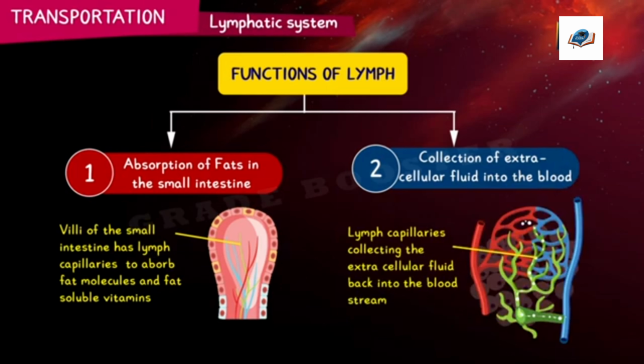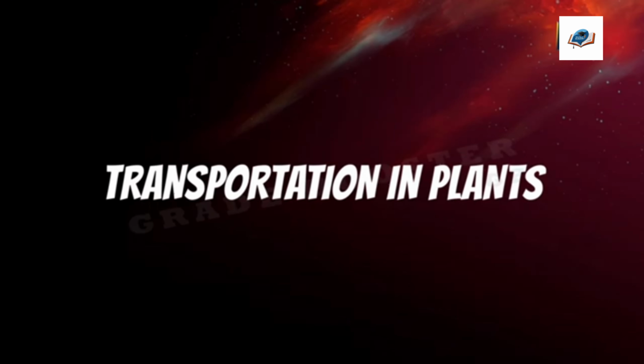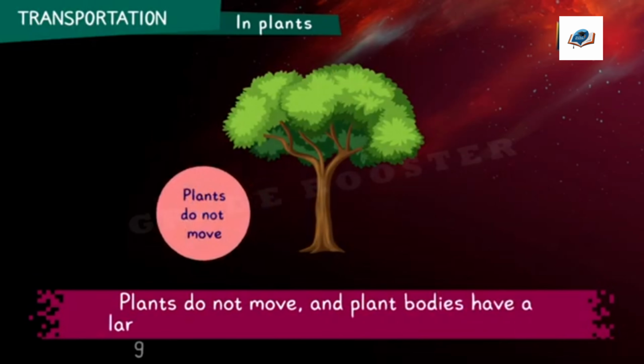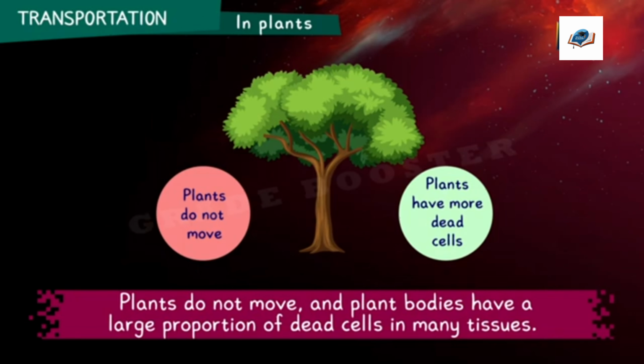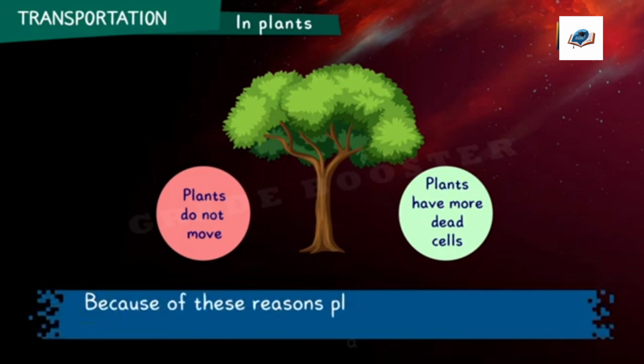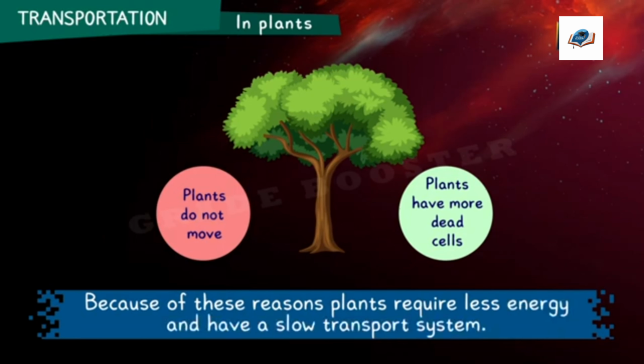This is all about human transport system. Now let us study the transport system in plants. Transportation in plants. Plants do not move, and plant bodies have a large proportion of dead cells in many of their tissues. Because of these reasons, plants require very less energy and have a slow transport system.